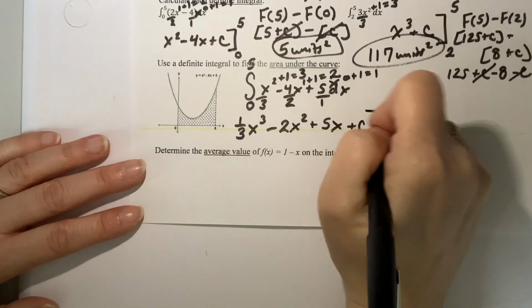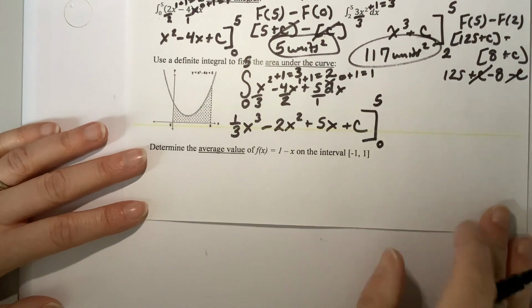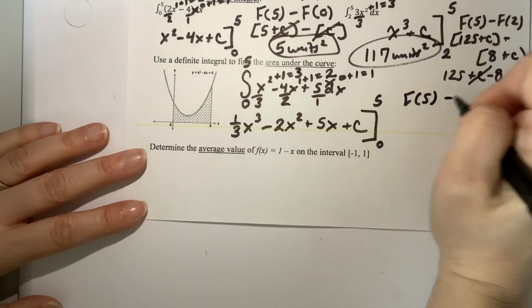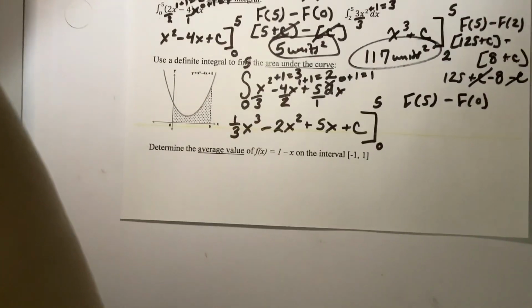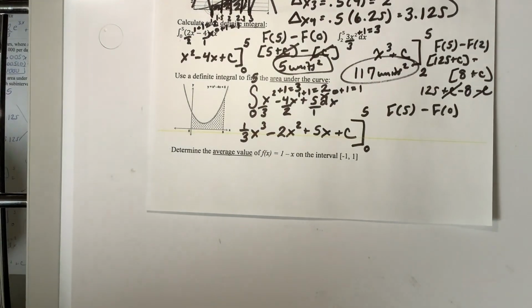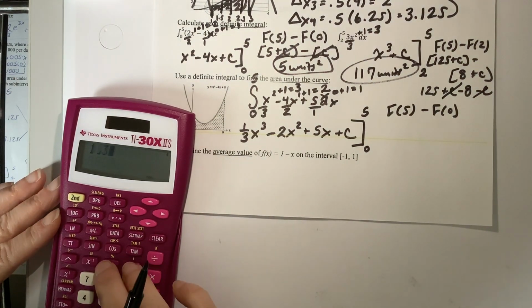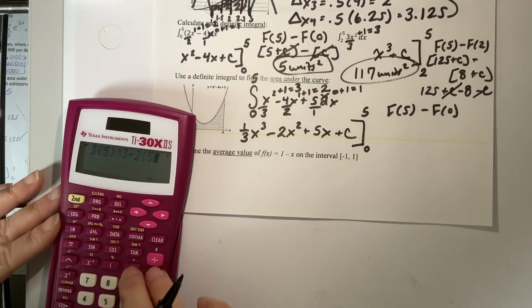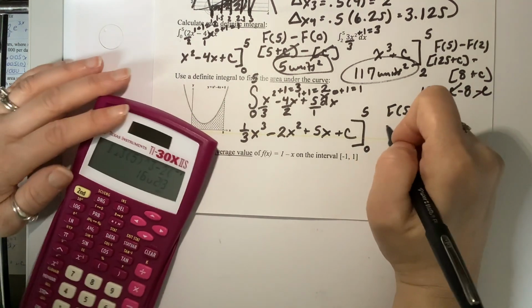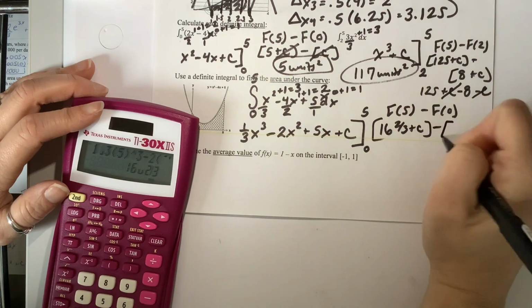From here, we calculate going from 0 to 5. Fill in a 5, fill in a 0, and you subtract. So this is, again, make sure you're comfortable filling things into a calculator. 1/3 times 5 to the power of 3 minus 2 times 5 squared plus 5 times 5. I got 16 2/3 plus c.